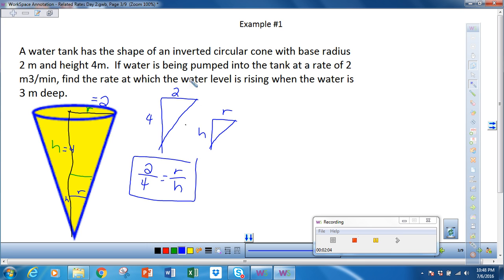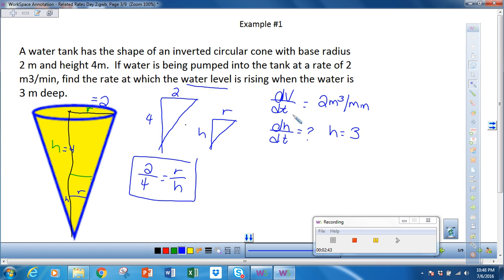Let's see the other information that we're given. We're told that the water is being pumped into the tank at a rate of 2 meters cubed per minute, so the volume is changing at 2 meters cubed per minute. They want us to find the rate at which the water level is rising, so how is the height changing? We're going to call that dh/dt, and we want to know that when h is 3.